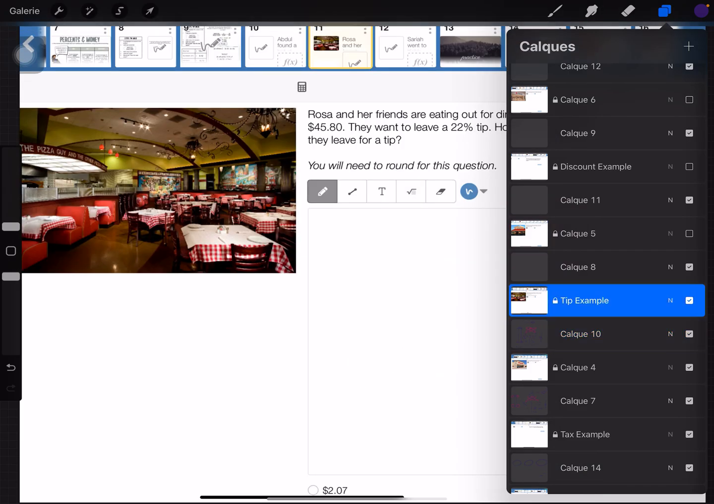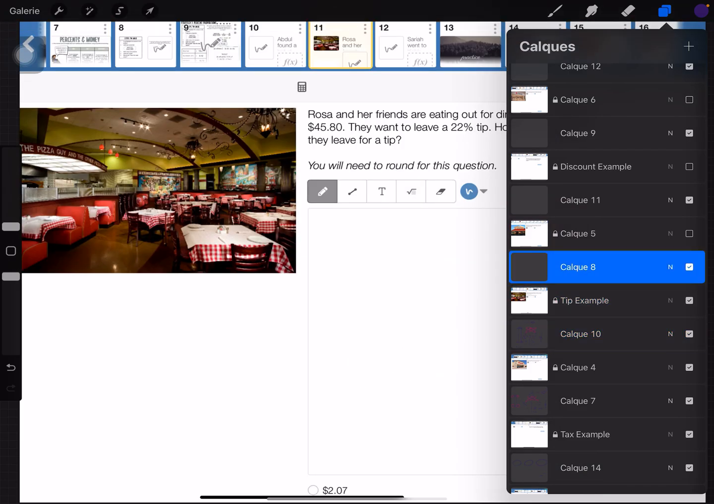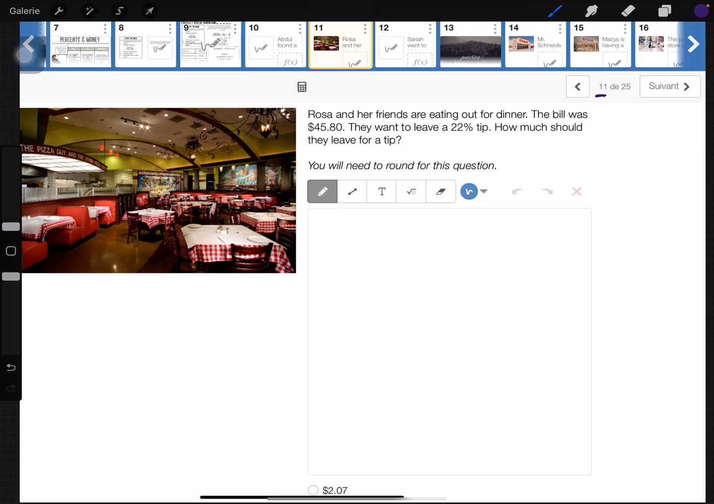So now we're going to look at some examples of tip. This is slide number 11, if you want to try it out. Rosa and her friends are eating out for dinner. The bill was $45.80. They want to leave a 22% tip. How much should they leave for a tip?